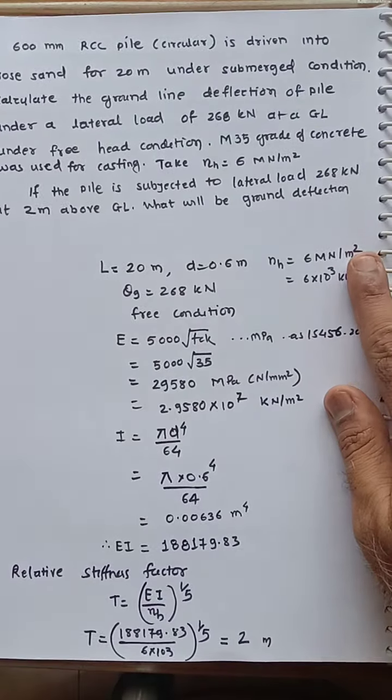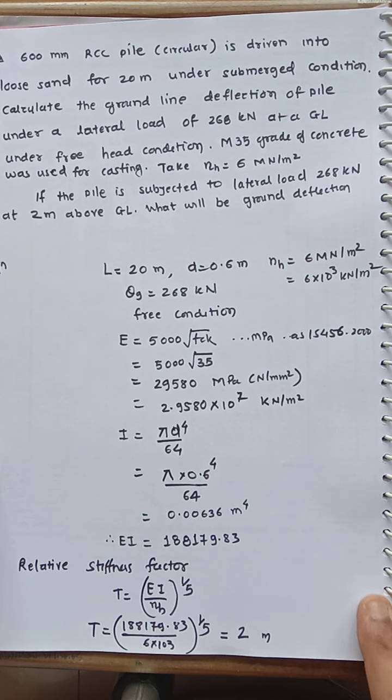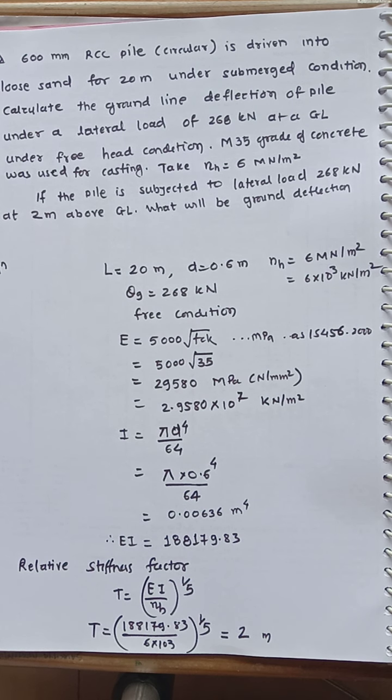Now we'll go for another example here. A 600 mm circular RCC pile is driven into loose sand.